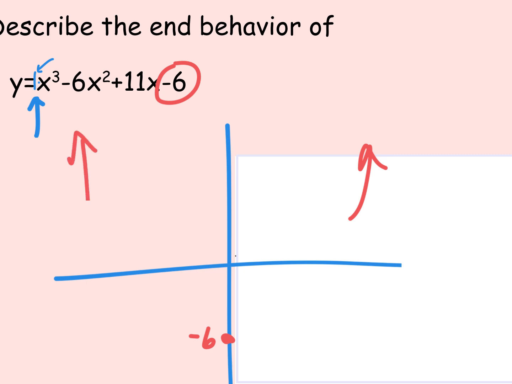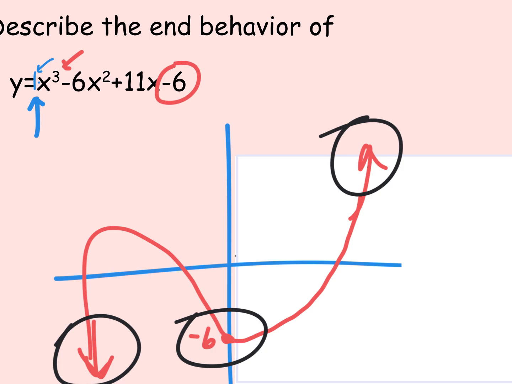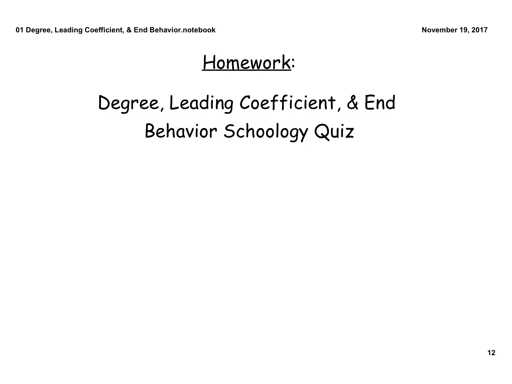Could this possibly be right? No, because this says odd. Odd degree means they go opposite directions. That has to be going down then. Okay. Something like that. All I would check is up on the right, down on the left. Y-intercept's -6.